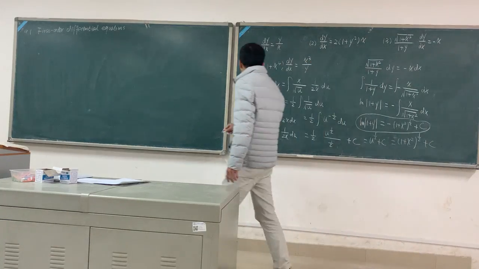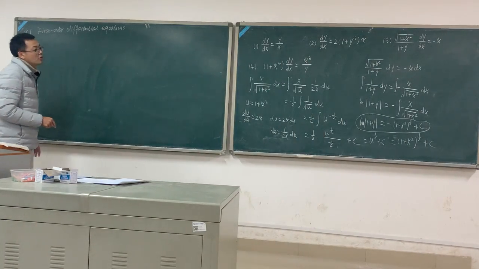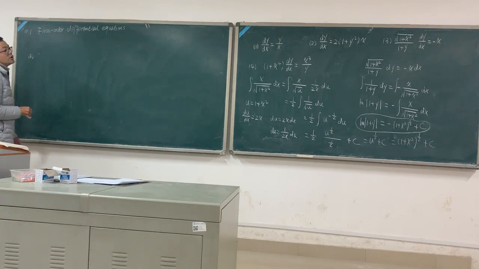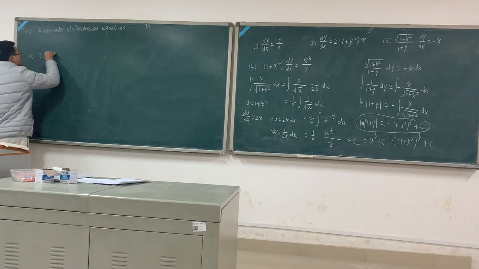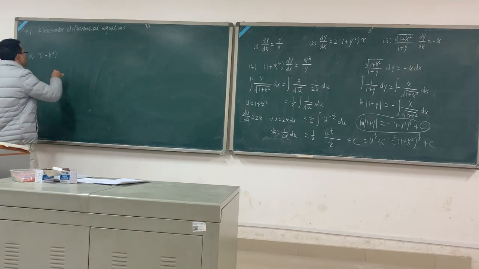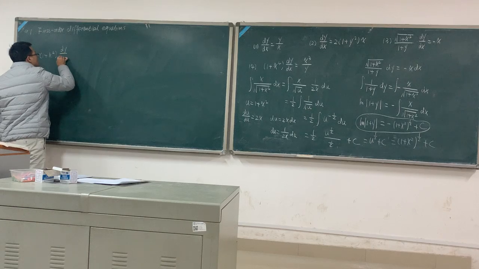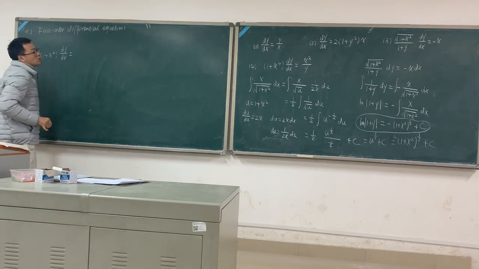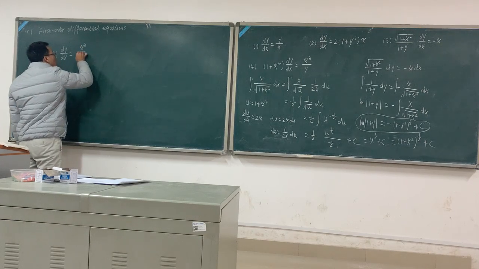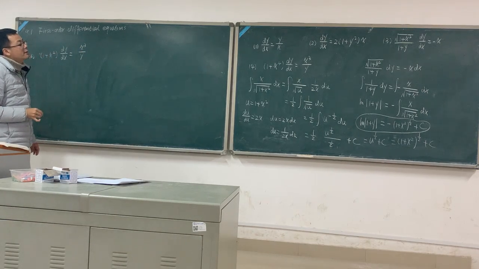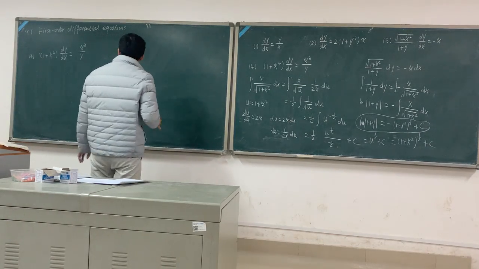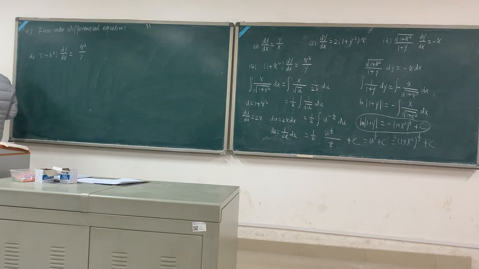So for number 4. Number 4 is 1 plus x to the 4th power, dy dx equals x cubed over y. Okay, x cubed over y. 1 plus x to the 4th power dy dx equals x cubed over y.